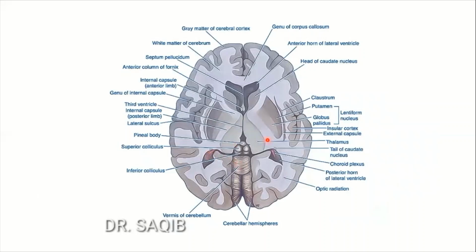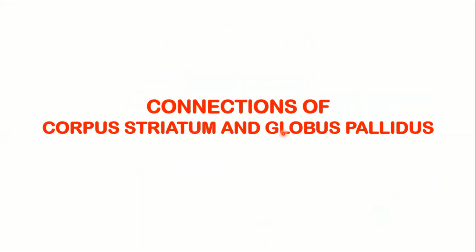Here you see again, this is the claustrum. And here, this is the external capsule, white matter. So few words are known about the connection of the corpus striatum and the globus pallidus.